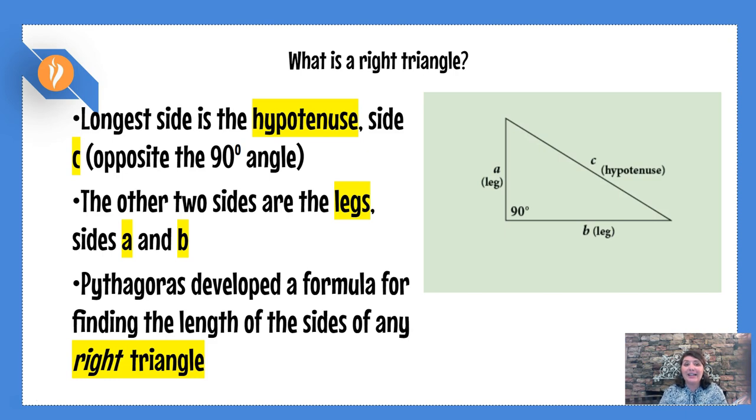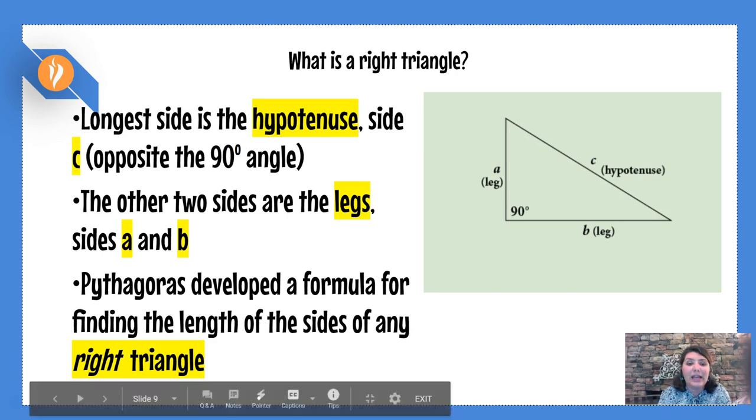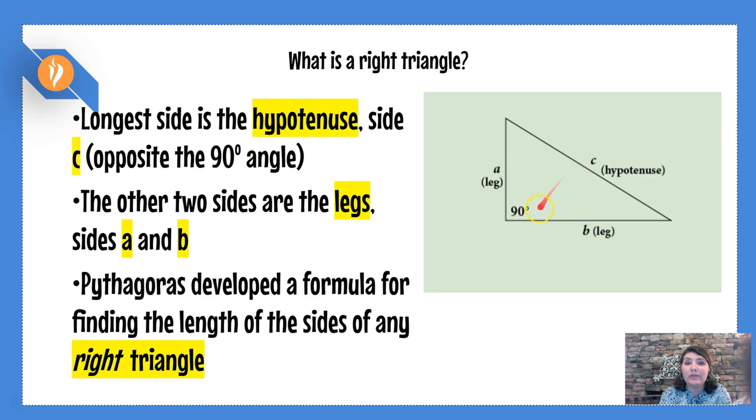A right triangle has a 90-degree angle. One of the side lengths has a special name. We call it the hypotenuse. And the longest side is the hypotenuse, and that's always opposite the 90-degree angle. So if you look at our picture here, you've got the 90-degree angle here. Side C, or the hypotenuse, right over here, is going to be the longest side.